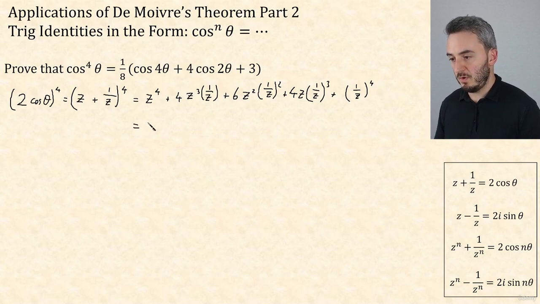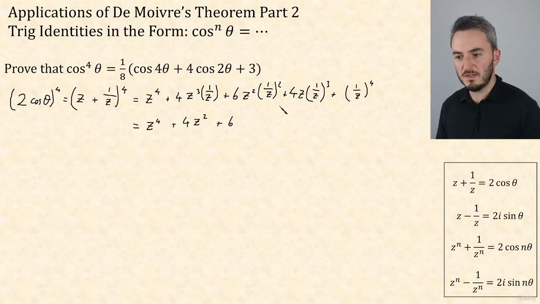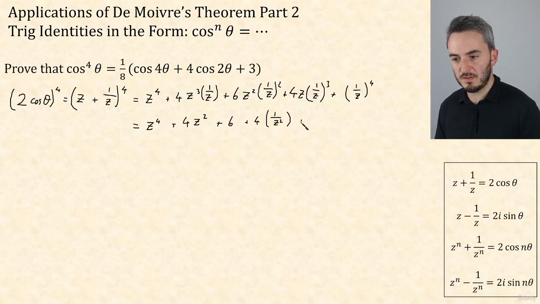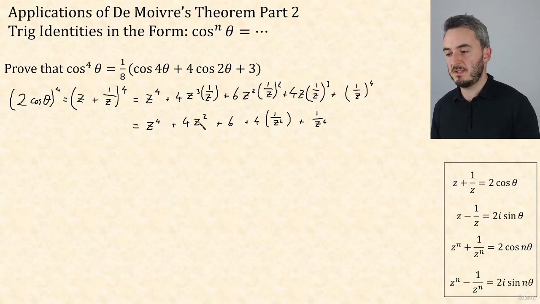Okay, we're almost at the clever bit now. So we've got z to the 4 plus 4, and overall this is z squared. Here, these two cancel, we just get plus 6. This one here is 4 times 1 over z squared, and this last one is just 1 over z to the 4.